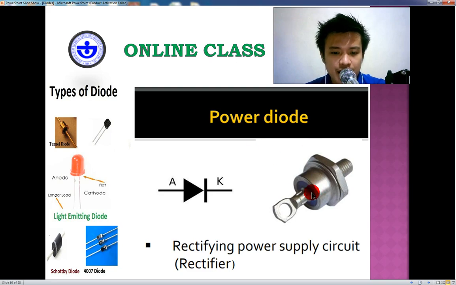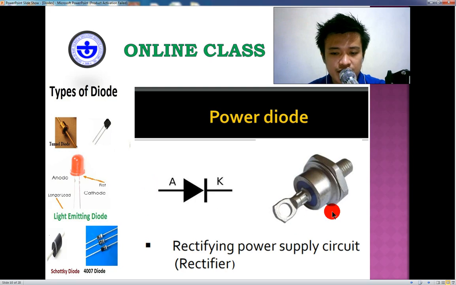A power diode might look like this or the other way around. There are different types of power diodes. Their main function in the circuit is rectifying in a power supply circuit. Talking about rectifying, it is to increase, to gain power. Where can you see those power diodes?